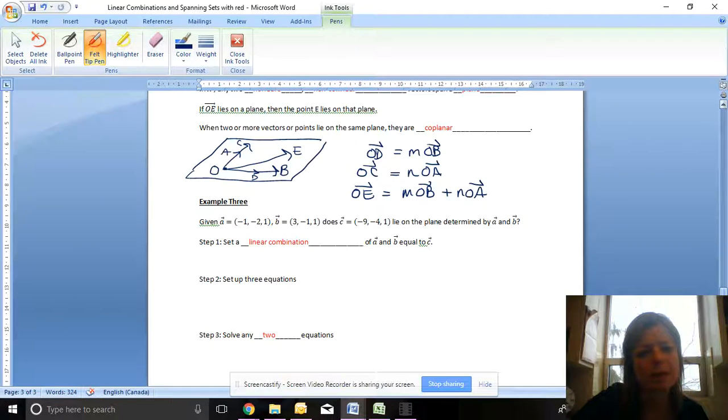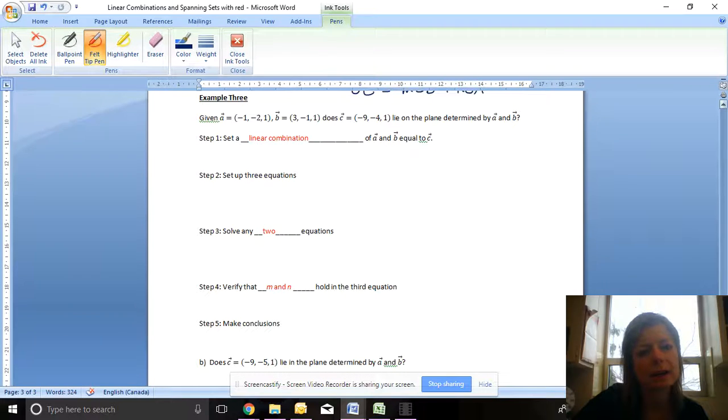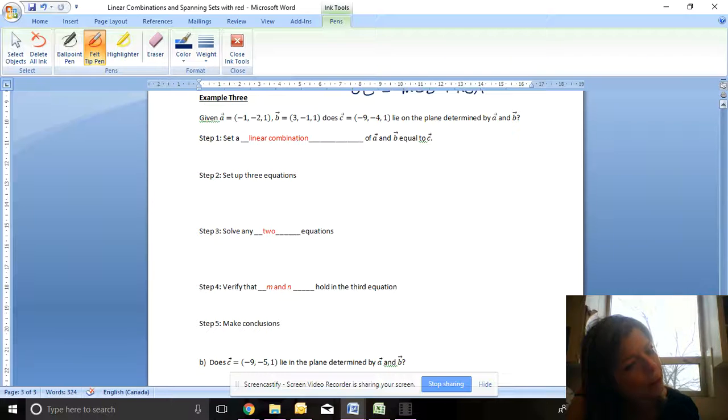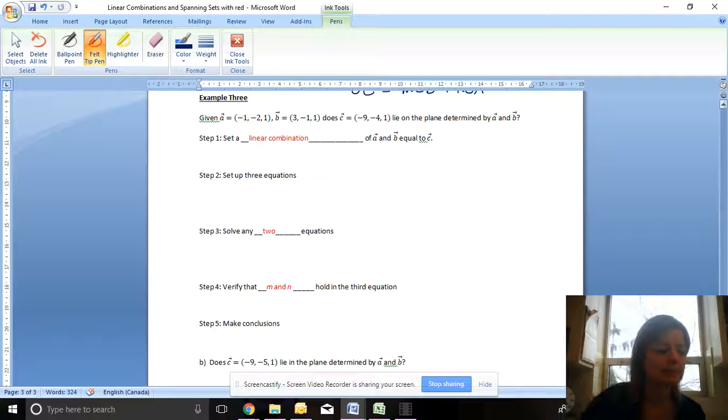All right, so example 3 is determining if C lies on the plane determined by these other 2 non-collinear vectors. So if it's true, then a linear combination will exist so that A and B equal C. If it's not coplanar, there will not be a linear combination possible to create C given A and B. So we're going to test to see if this works. So in this case, because the vectors are named A and B, we're going to call our coefficients M and N. Okay, so we set up a linear combination of the given vectors.